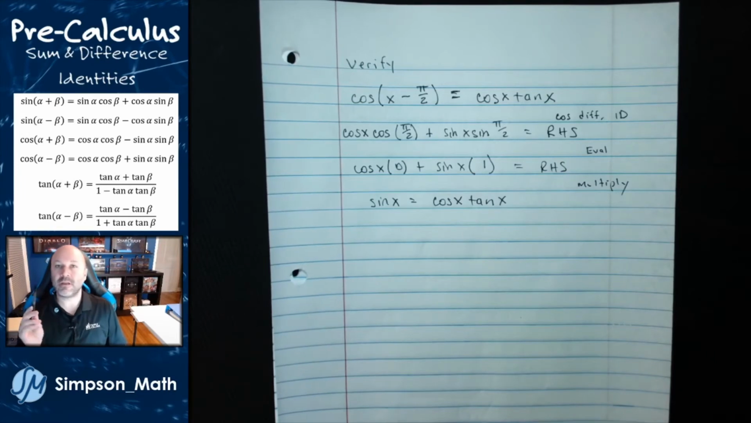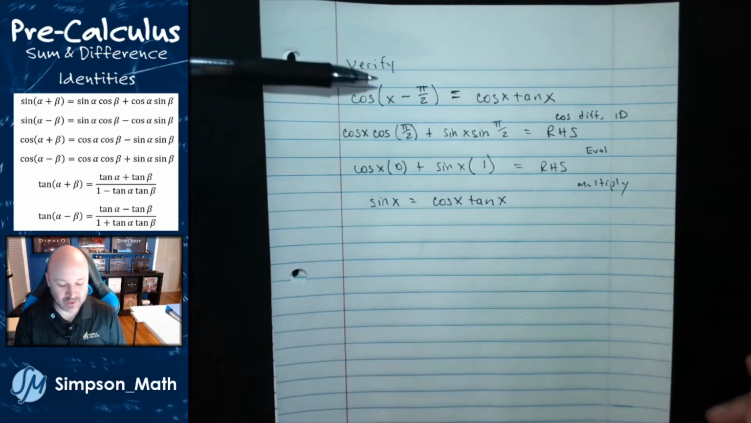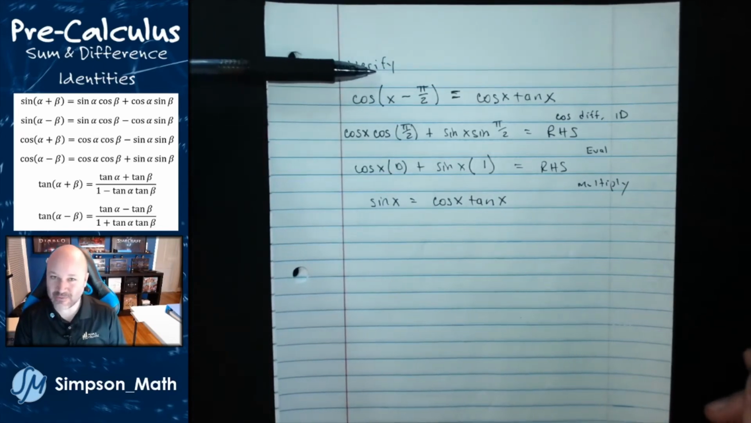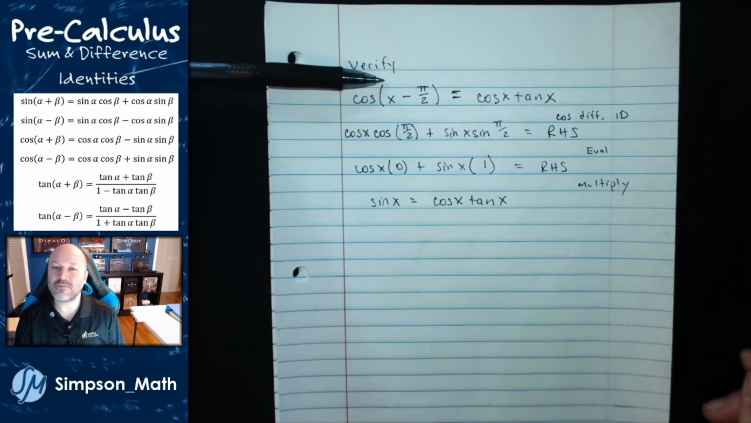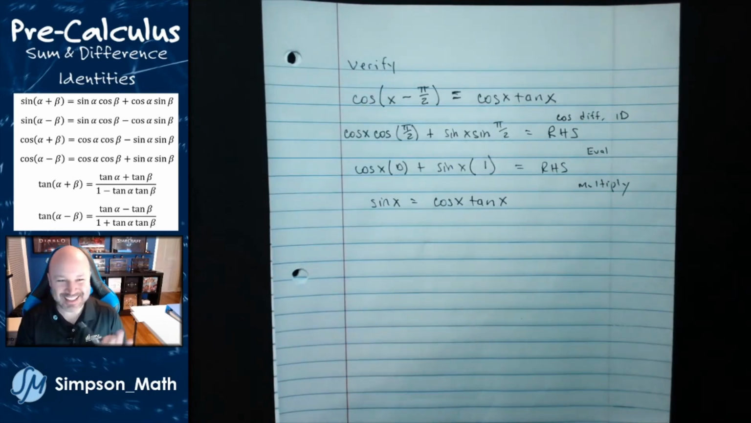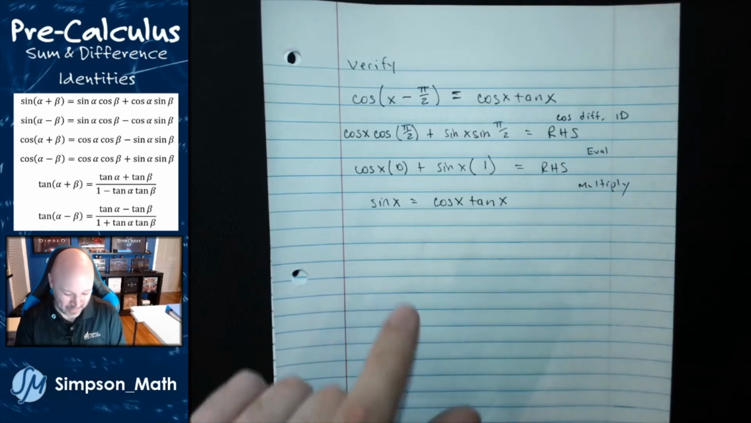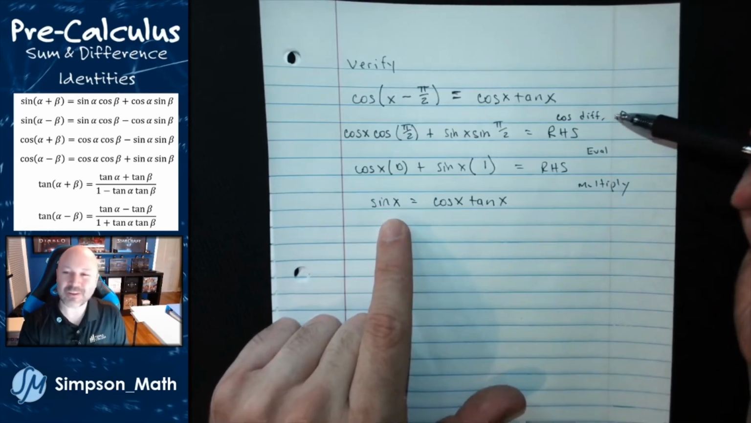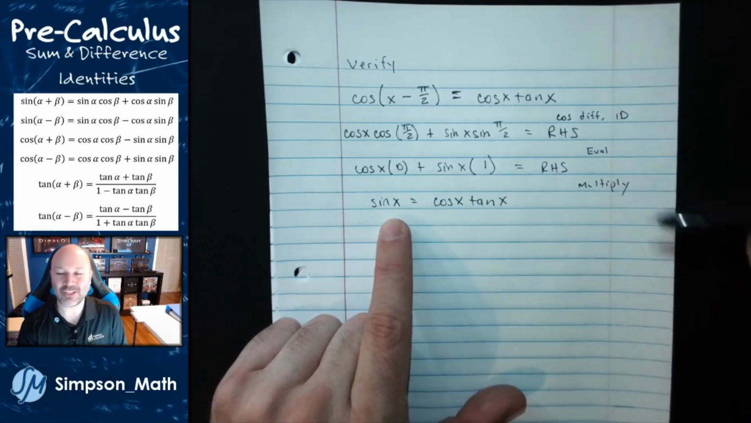All right, now that's a little bit tricky because notice it was co-functioning. I have a lot of students that will accidentally call that a cofunction and say, oh, it looks cofunction, so cosine of that is sine. But that's not cofunction. It looks like it, but it's not. That is some cosine difference ID and some evaluation.